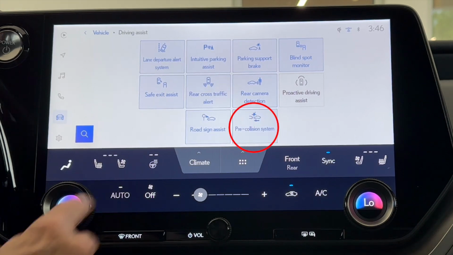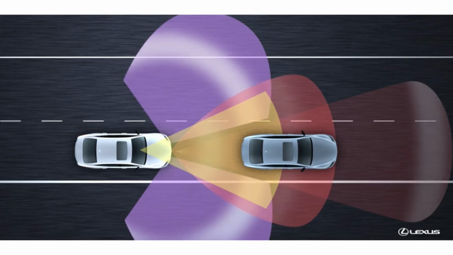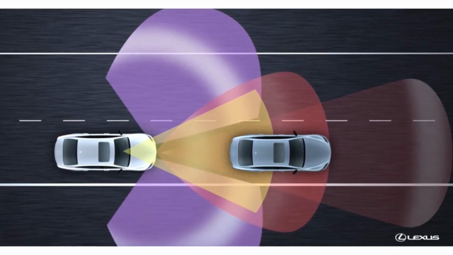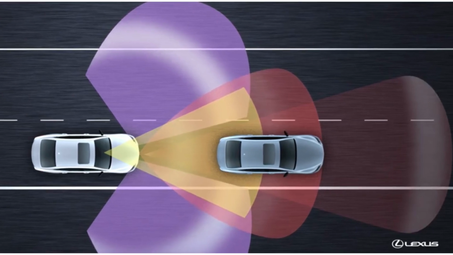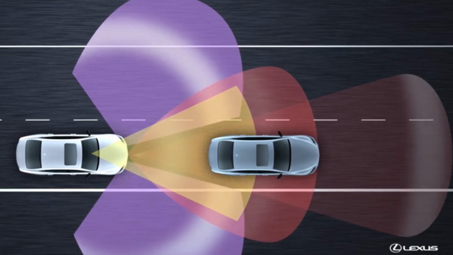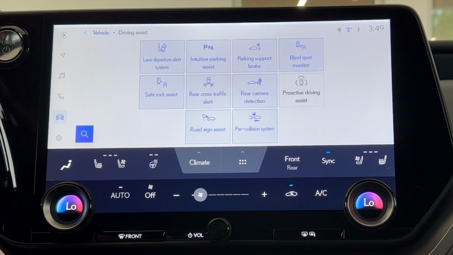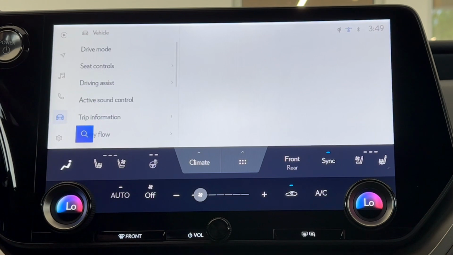The pre-collision system is designed to help mitigate an accident wherever possible. It will pre-tension the seat belts, prime the airbags, prime the brakes, and give you lots of different warnings to try to help assist you in an emergency situation where the vehicle determines that a collision is highly possible. So we'll turn pre-collision system back on, and click on Vehicle to go back.